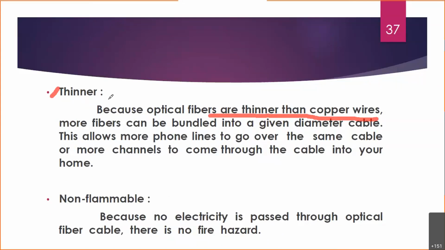Because in the coaxial cable, you may have seen many times, you can see your DTH cable. That cable is coaxial only, so you can easily compare which is thinner. So in one particular coaxial cable, many fibers can be accommodated in the same diameter. So that's how it is thinner compared to this copper cable, copper wire, and this allows more phone lines.